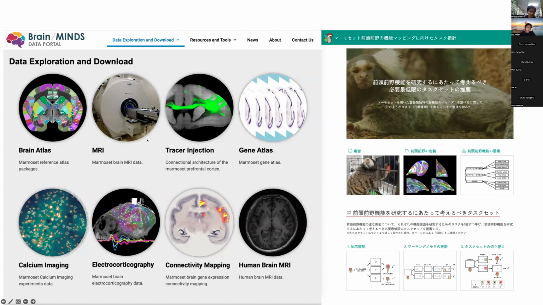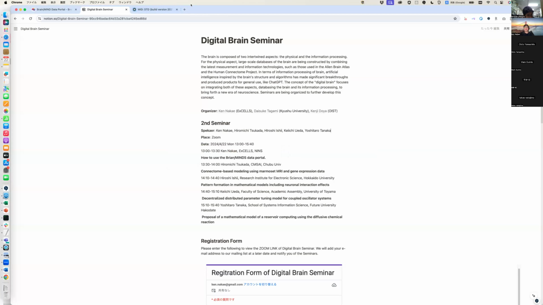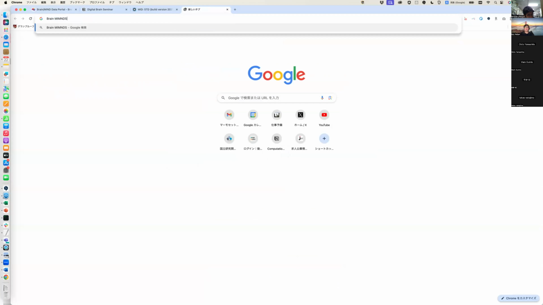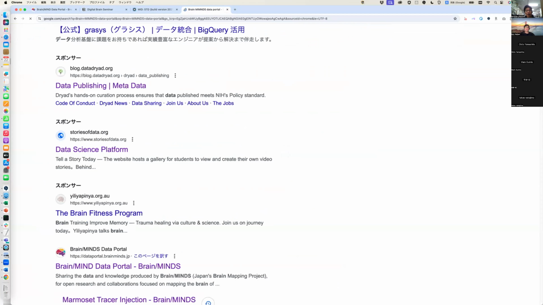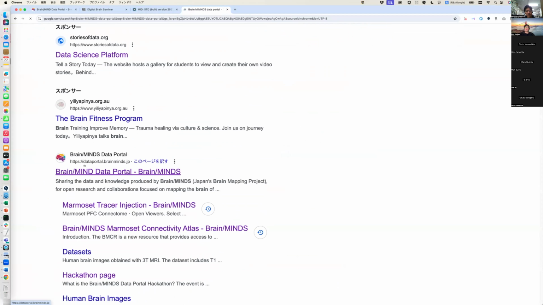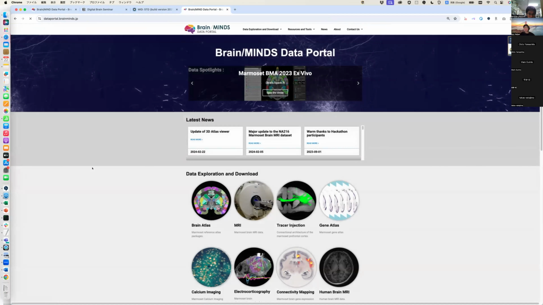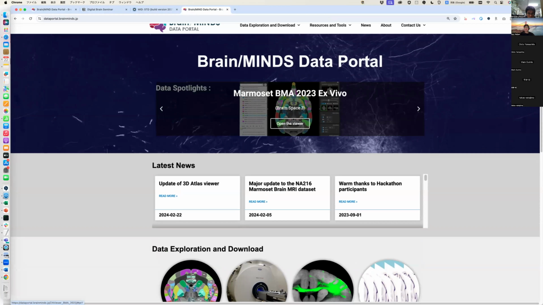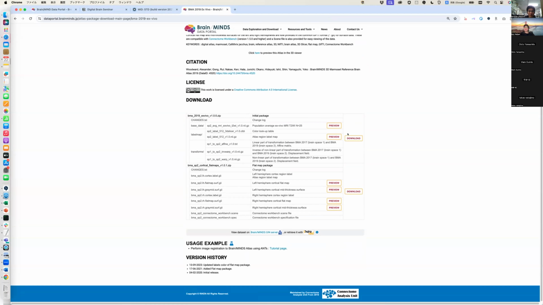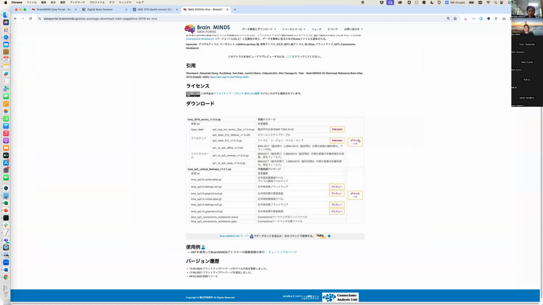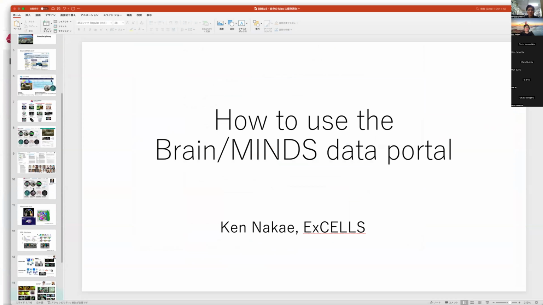And next, this is the Brain/MINDS project database itself, but maybe we will go to the real site. Maybe you can see my web browser, Google Chrome, and the Brain/MINDS data portal. Please search on Google, and then we can go to the Brain/MINDS data portal site. Okay, this is the Brain/MINDS data portal site, and we can just click and go to the data. If you click here, you can preview, or click and there is downloading. I'll explain in more detail here, but anyway, we can go to this website.